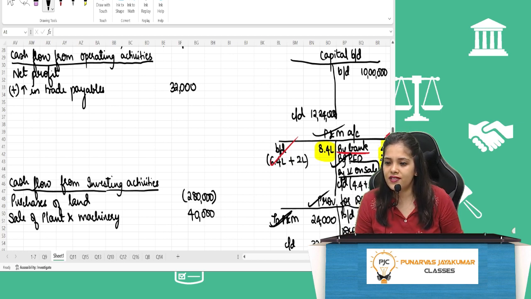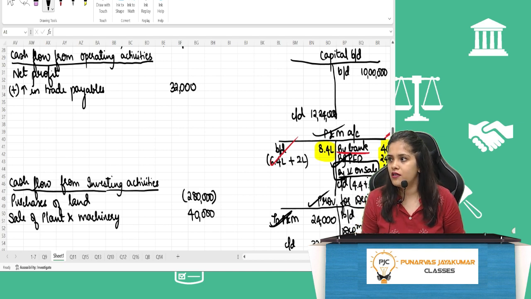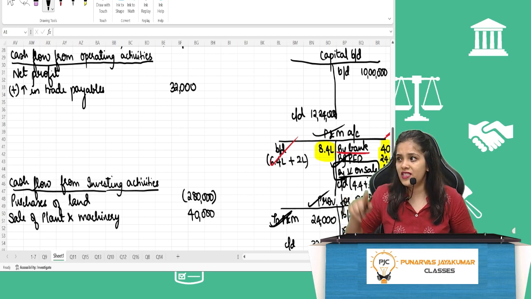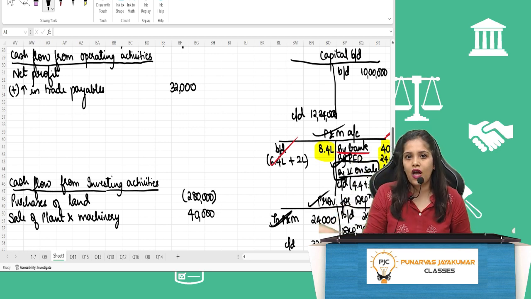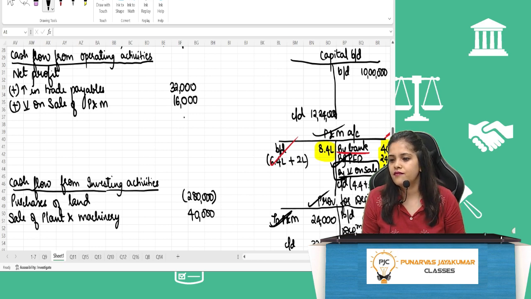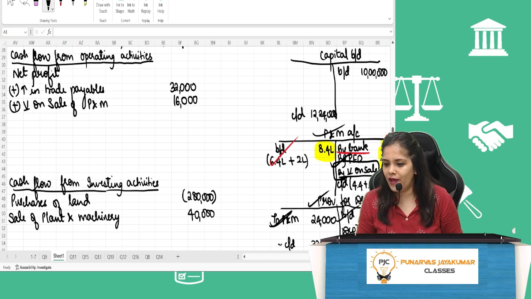Loss on sale of asset. Should we write it anywhere or ignore? Operating, because this is a non-operating expense which we would have recorded in P&L. So now reversal. So what will we write, beta? Add back loss on sale of plant and machinery, 16,000. Okay?